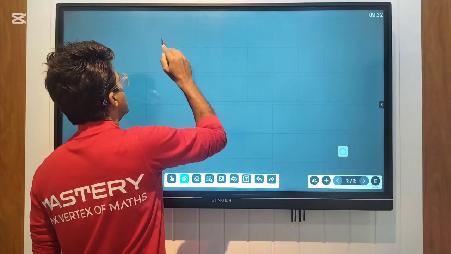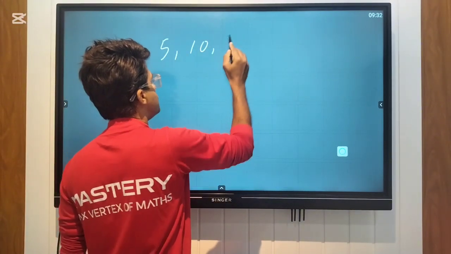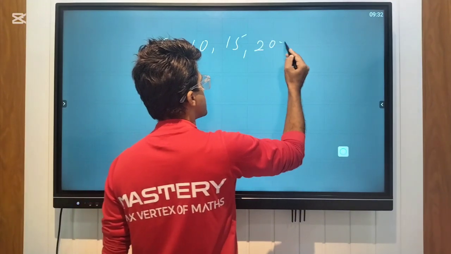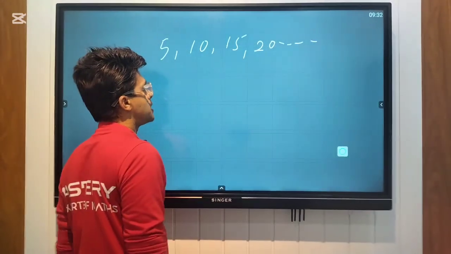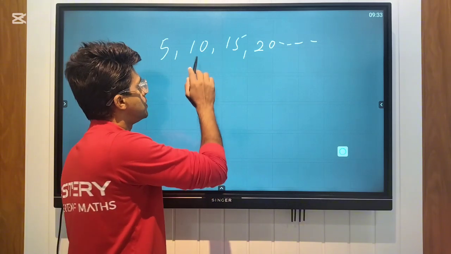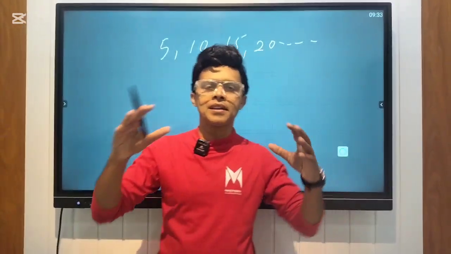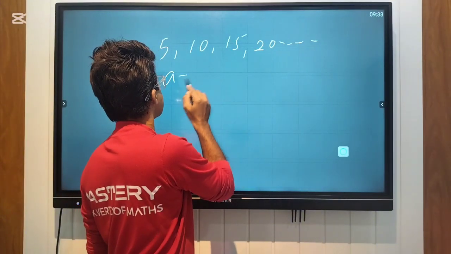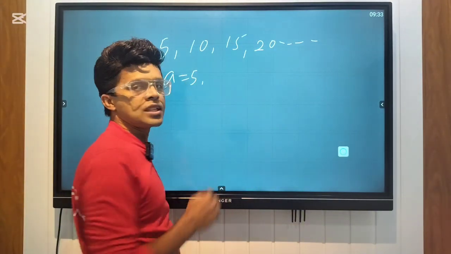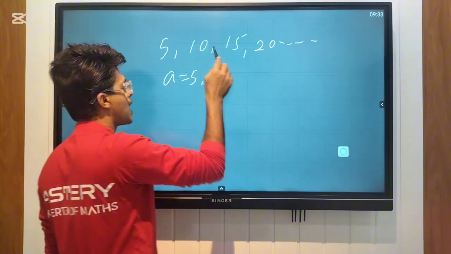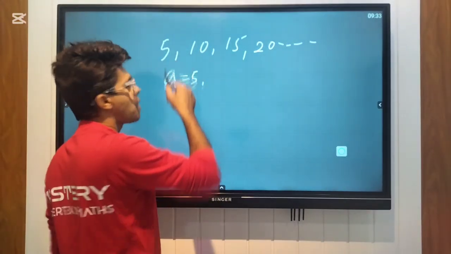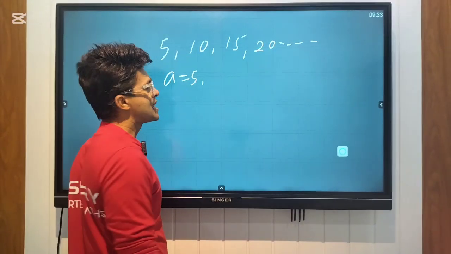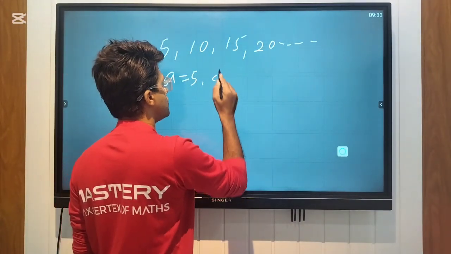5, 10, 15, 20, and so on. Can you tell me what this is? Here is an AP. The first term is 5. The common difference: you could see the difference between these terms. 10 minus 5 is 5. Then 15 minus 10 is 5. 20 minus 15 is 5. So the common difference is 5.